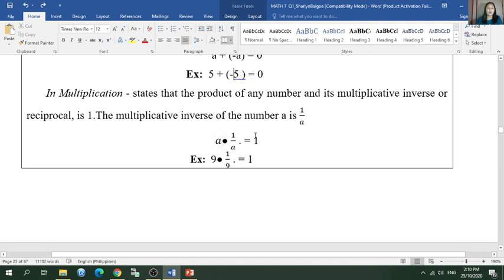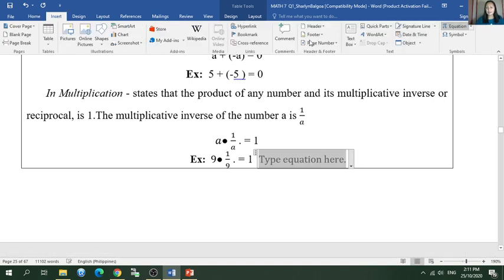Same is true in multiplication. The result should always be 1, but you are going to multiply it by its reciprocal. Okay, reciprocal. Let's say 9 multiplied by the reciprocal of 9, that is 1 over 9. Okay, so this will be the explanation. Let us try to insert an equation.